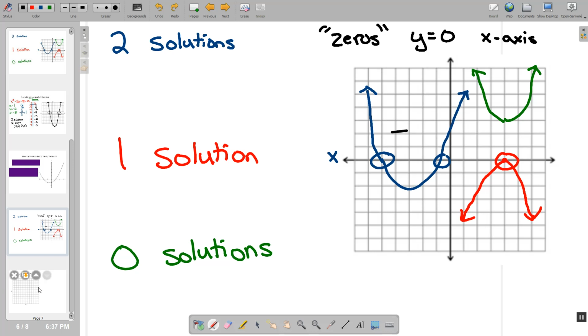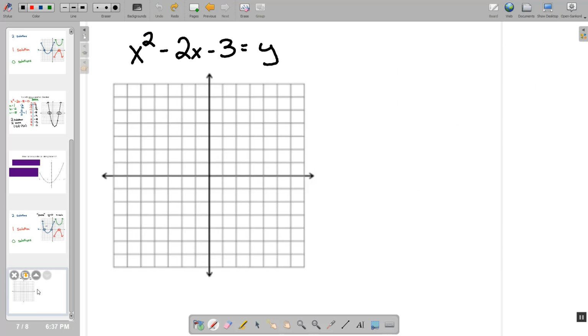So let's do one more quick example, and let's find the solution to this quadratic function. Step 1, let's figure out the a, the b, and the c values for this function. The a value is 1, the b value is -2, and the c value is -3.